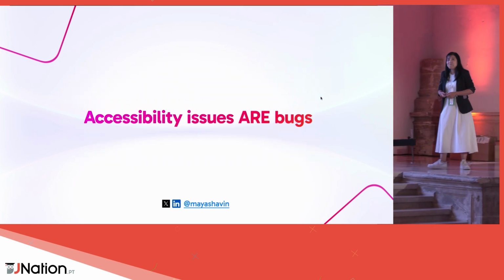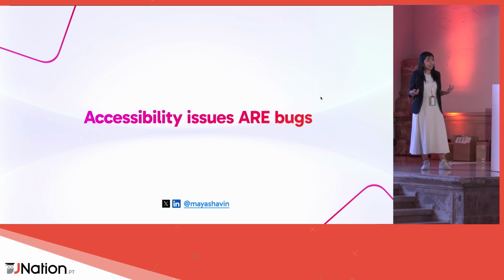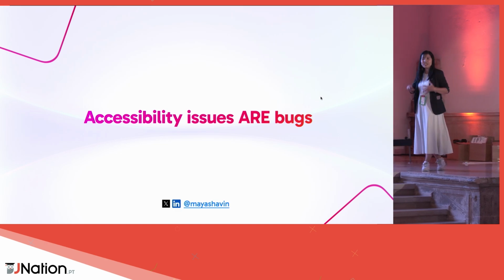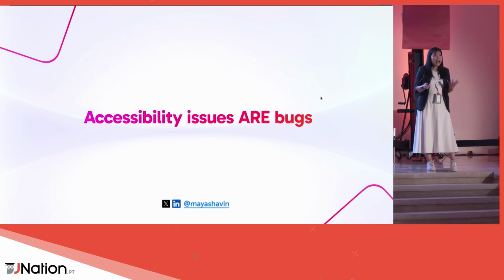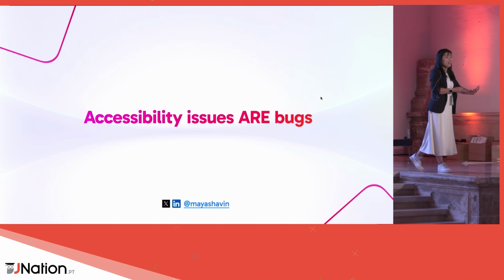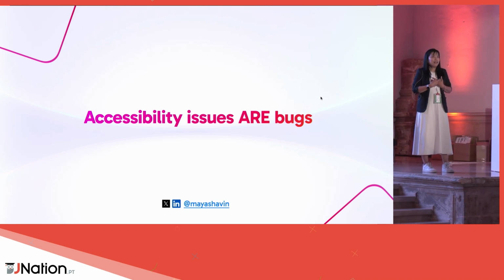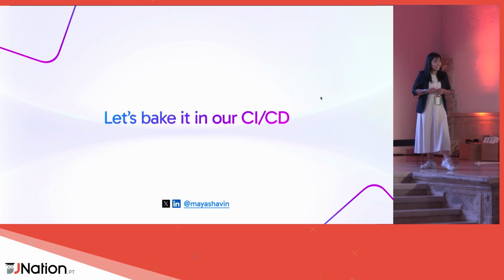But the truth is, accessibility issues are bugs. You cannot avoid it. It's bugs. It's not an issue. It's not a feature. It's not just nice to have. It's bugs. So how are we going to fix it? How are we going to make sure that we don't leave it for later? And how do we make sure that we don't feel like, I know I need to do it, but I don't feel like it? Let's bake it into our CI/CD.